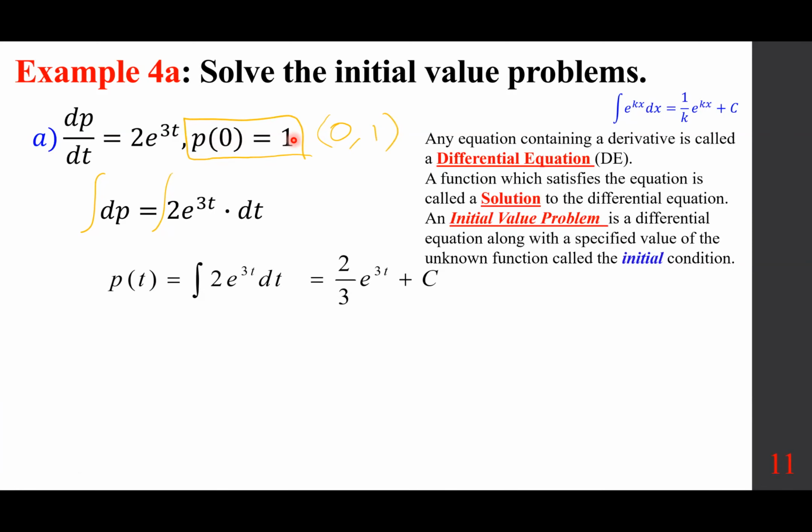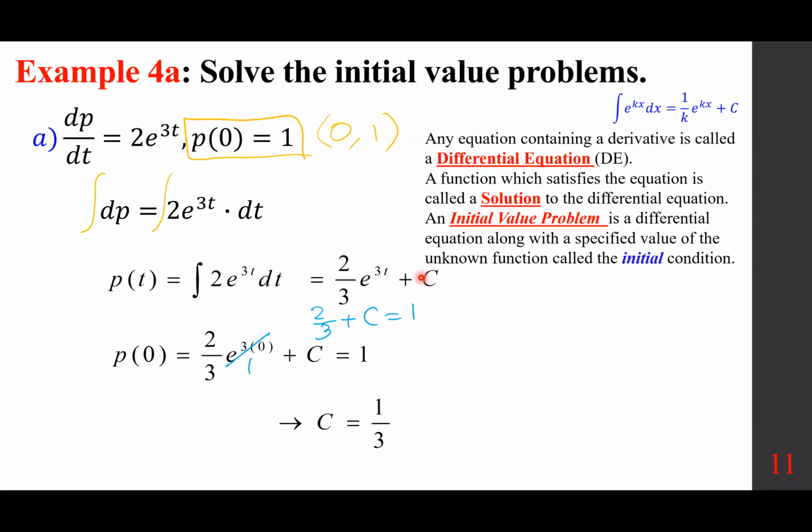So according to this, p of 0 is 1, which means this pair. So replace: p of 0 is 2/3 e to the power of 3 times 0 plus c, and that is equal to 1. So we are writing this. Needless to say, this is 1 because e to the power of 0 is 1. So 2/3 plus c is 1, and c is 1/3.